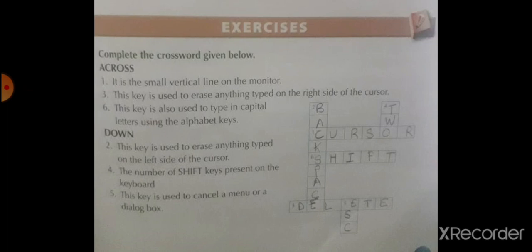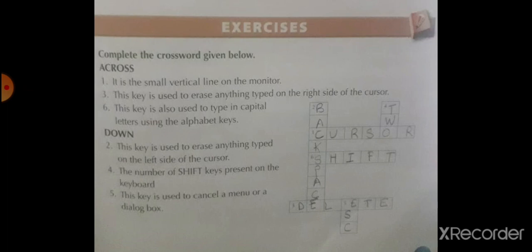Across, number 1 is the small vertical line on the keyboard. It is called cursor. Number 3, this key is used to erase anything typed on the right side of the cursor. Right side means delete key. Number 6. This key is also used to type in capital letters using the alphabet keys. Which is it? It is shift key.